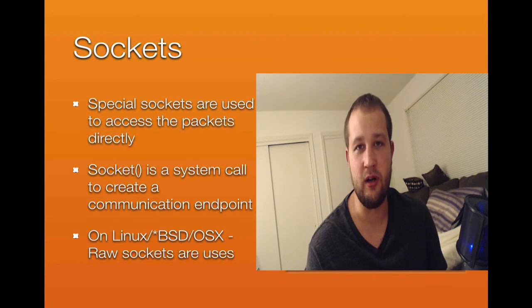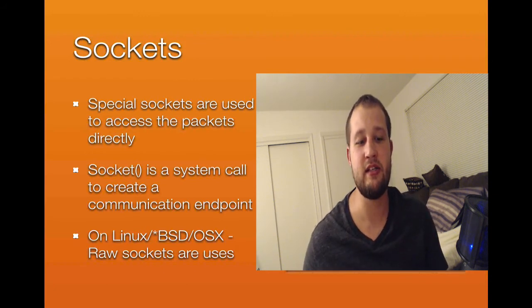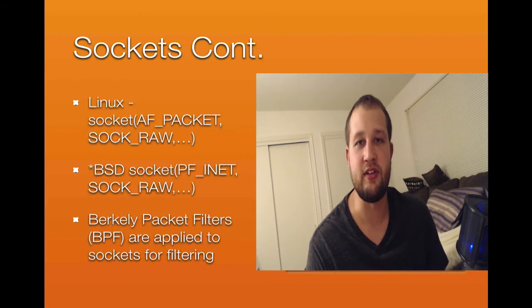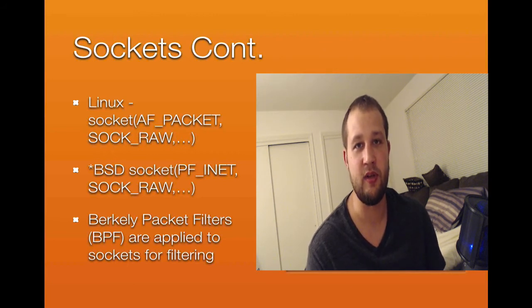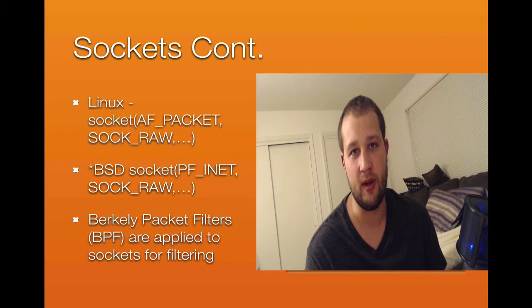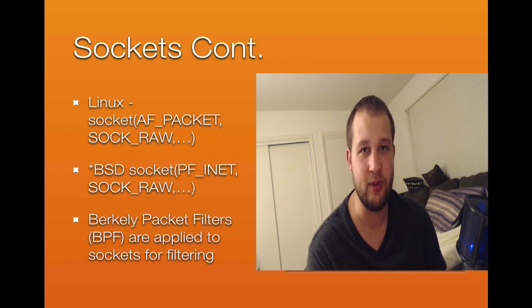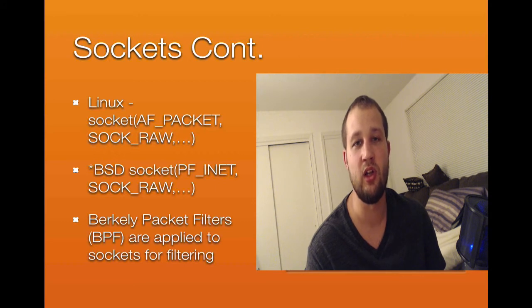And this type of system call, the socket, creates a communication endpoint from which these packets can be received and sent. On Linux and BSD systems, we use a specific type of socket, and these, based on the system, are either the AF_PACKET socket, if we're referring to a GNU Linux system, and on a BSD system, OS X included, which is a BSD derivative, we are talking about the PF_INET socket. But the big key thing here is we both pass to these sockets specific arguments, and the one that's common upon both of them for sniffing applications is SOCK_RAW, which gives us low-level access to the particular packet.